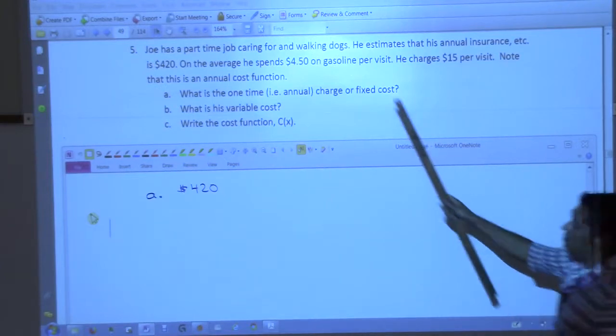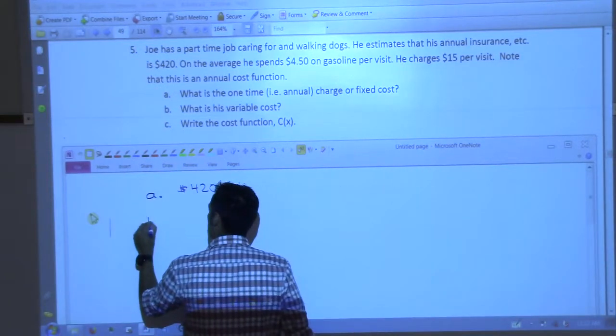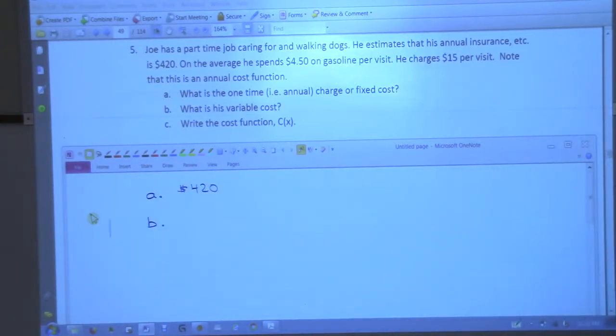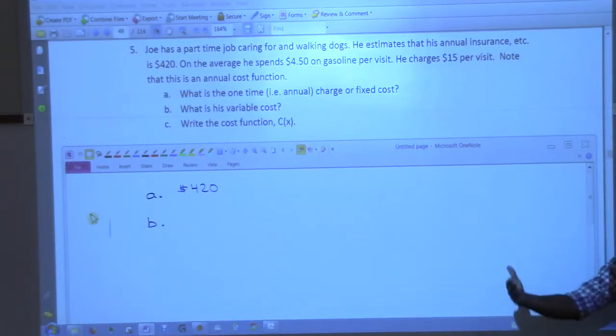Both of these. Okay, so yes and no. Can you imagine that you are the person who runs this business? So is the 450 coming into you or going out? It's going out. What about the $15? It's coming in. So the variable cost, right? Every time he goes somewhere, he spends about $4.50 on gas out of his pocket, but he gains 15, right?